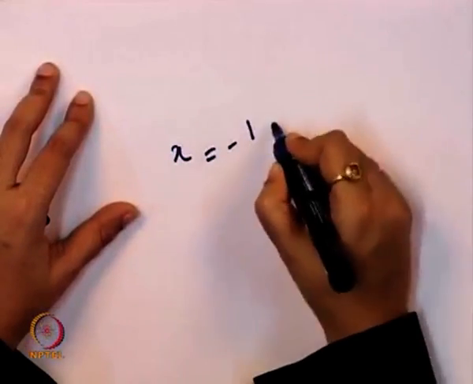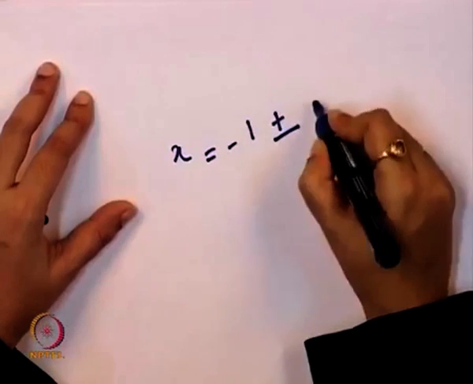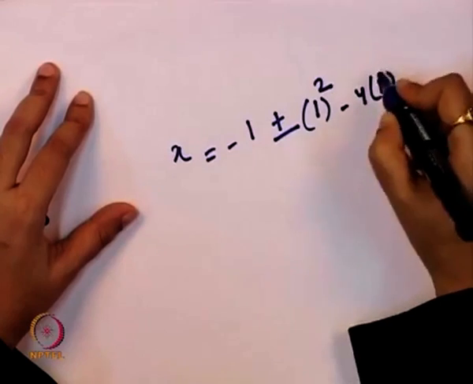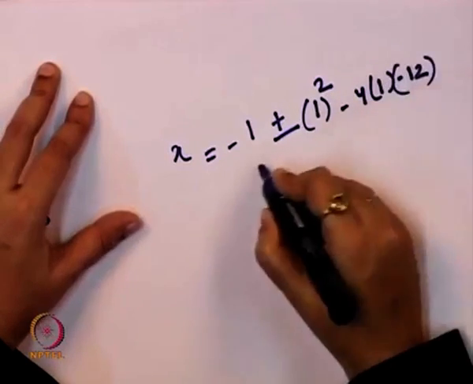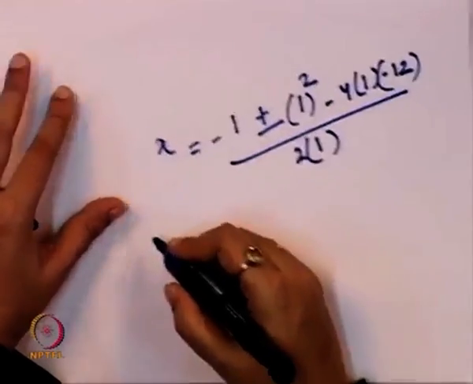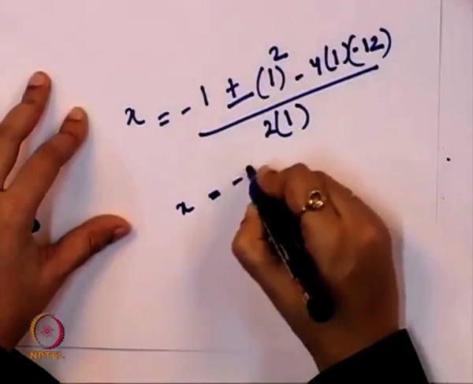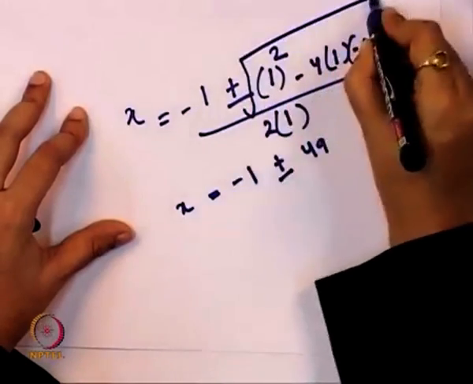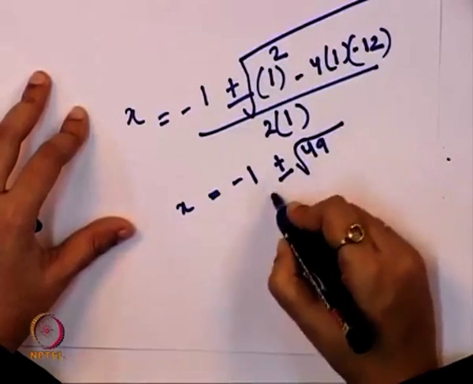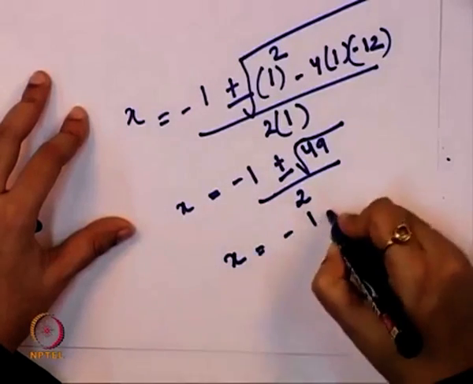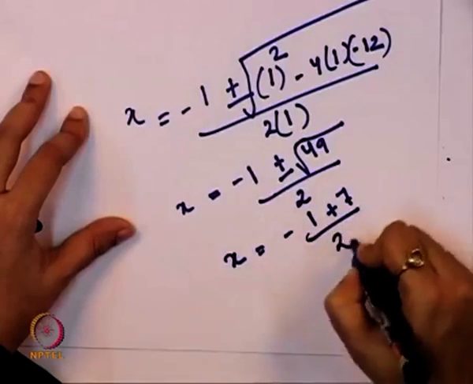Okay. So, this is x is equal to minus 1 plus minus the square root of 1 square minus 4ac, divided by 2a. So, this is 2 and 1. So, x is equal to minus 1 plus minus the square root of 49, divided by 2, which you simplify again, this is minus 1 plus minus 7 by 2.